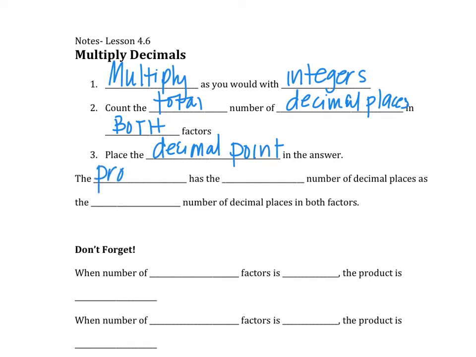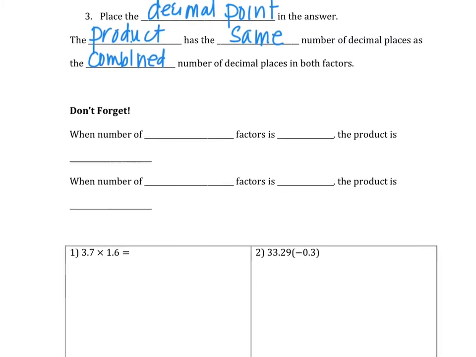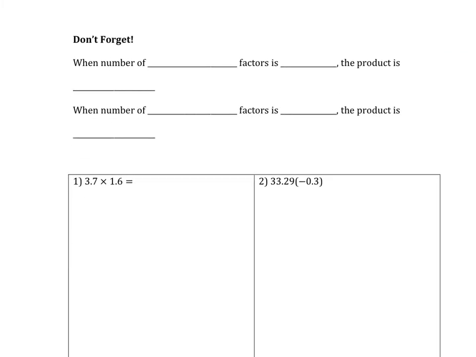The product has the same number of decimal places as the combined number of decimal places in both factors, or if there's more than 2 factors, then in all of the factors. Let's take a look at one example of that just to see what we're talking about. Let's do number 1 here.